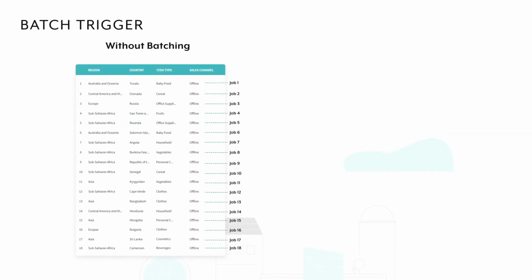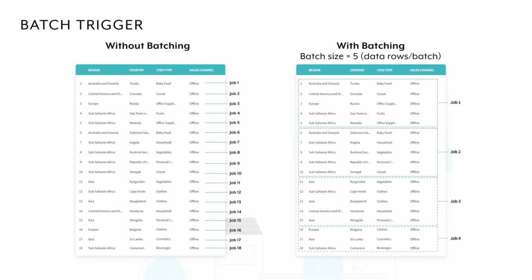The image on the left does not do batch processing. One transaction is one job in Workato. To process the set of 18 records, there will be 18 jobs. The image on the right shows batching, which will have fewer jobs. If the batch size is 5 rows per batch, there will only be a total of 4 jobs if you have 18 records. In reality, batch sizes are 200 or above.